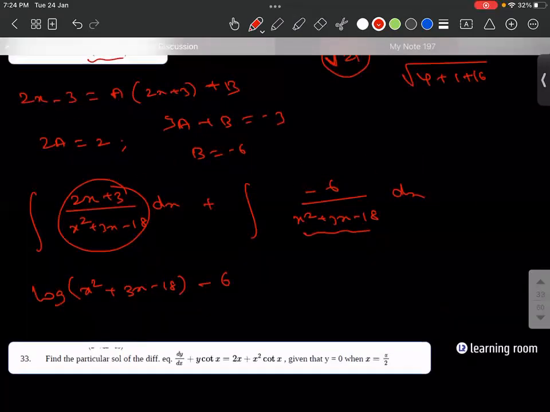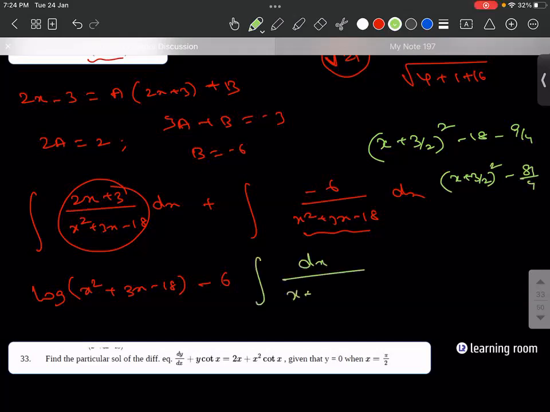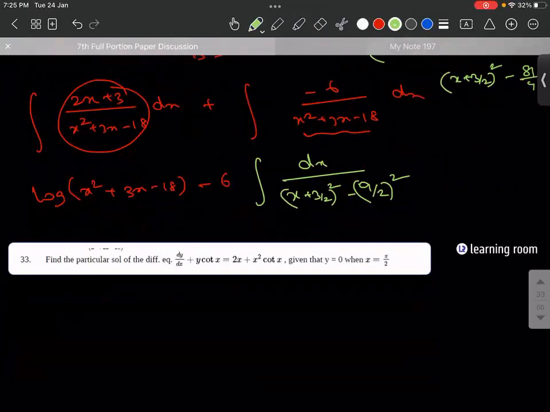You will do the completing the square method. So what will happen? X plus 3 by 2 the whole square minus 18 minus 3 by 2, you can write the square of it is going to be 9 by 4. So how much will it be? X plus 3 by 2 the whole square minus 72 minus this is minus 81 by 4. So minus 6 into integral of dx divided by x plus 3 by 2 the whole square minus 81 by 4 is 9 by 2, 9 by 2 the whole square. Correct?